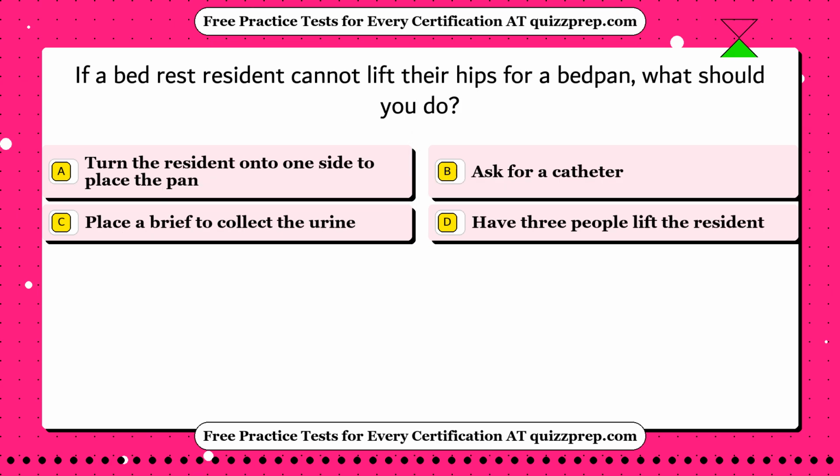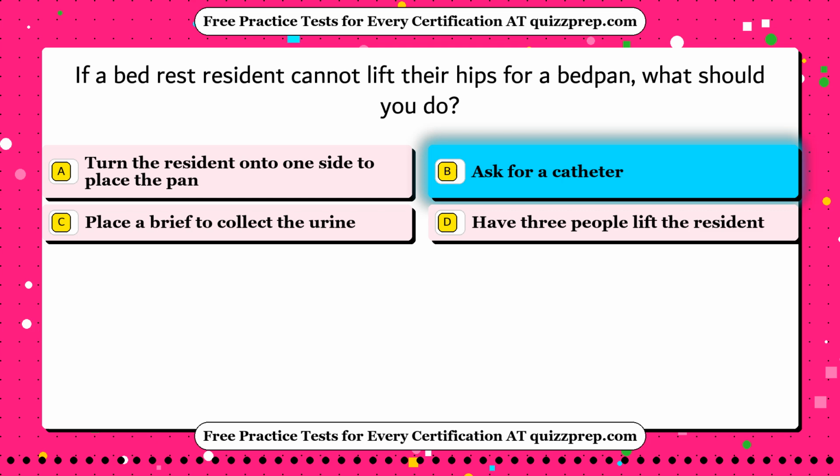Question 151. If a bed rest resident cannot lift their hips for a bedpan, what should you do? Option A, turn the resident onto one side to place the pan. Option B, ask for a catheter. Option C, place a brief to collect the urine. Option D, have 3 people lift the resident.